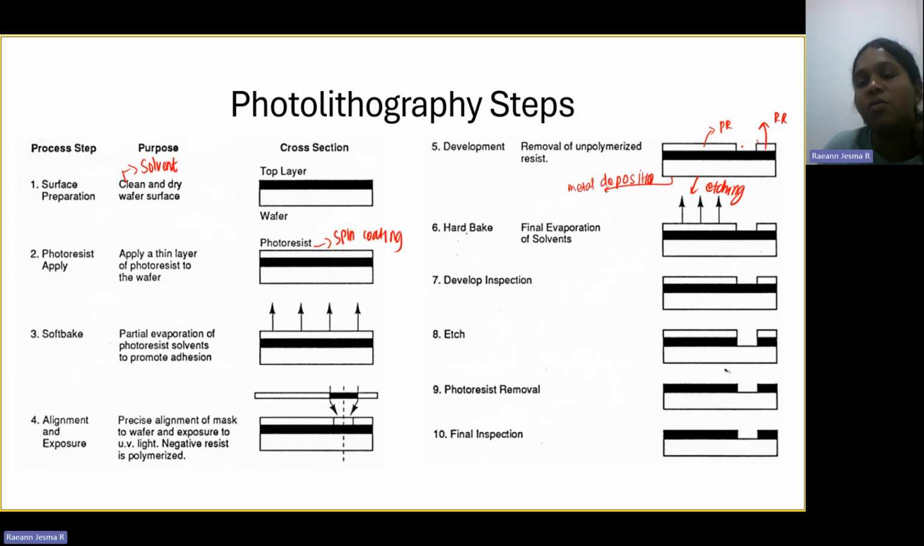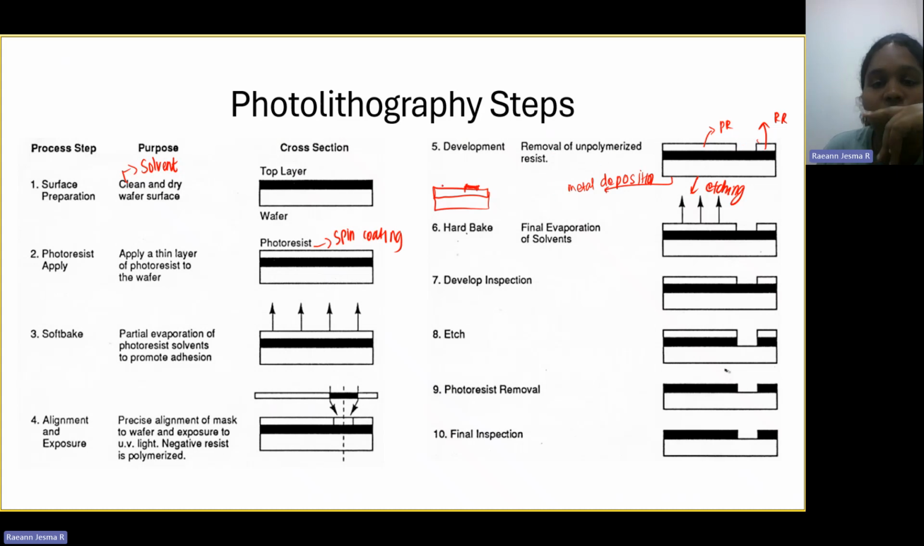Wherever photoresist is present, it will get dissolved in the solvent. So in those places, the metal will get lifted off. So in the end, if you are going for metal deposition, you will be left with a wafer that has metal in some regions. In those regions where there is no photoresist present, you will have some metal, whereas in the regions where photoresist is present, your metal will get lifted off. So this is what happens in metal deposition.